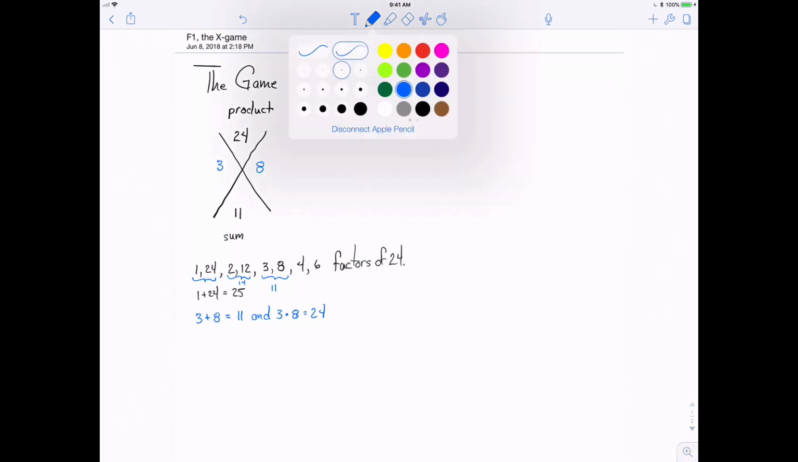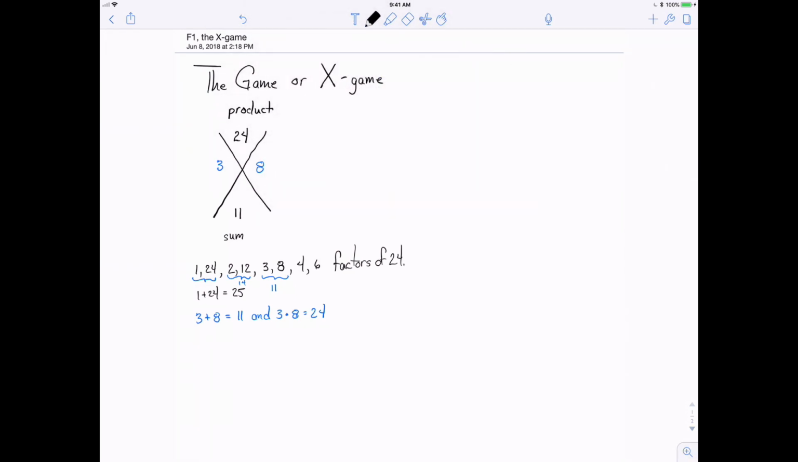Now, let's try another version. And this time, let's play the game with 24 and negative 14. Now, right off the bat, notice that our sum is negative, yet our product is positive. So the only way this happens is the factors must both be negative.